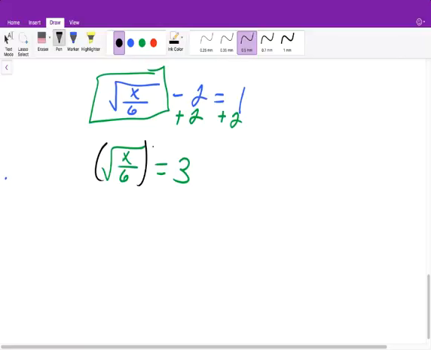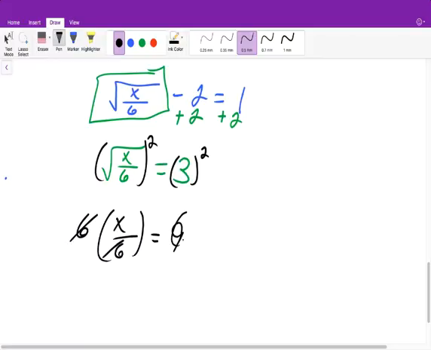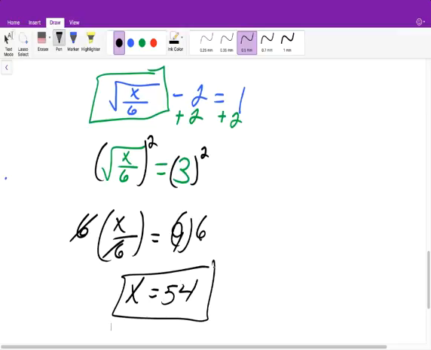Now we will go ahead and square both sides. So it's x over 6 is equal to 9. That's what 3 squared is. With x over 6, or the fraction, that means division. So multiplication will undo our division. So 9 times 6 is equal to 54. So our x is equal to 54.